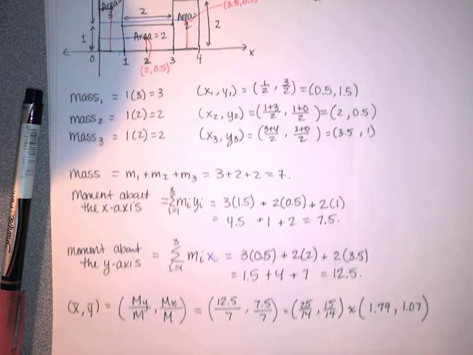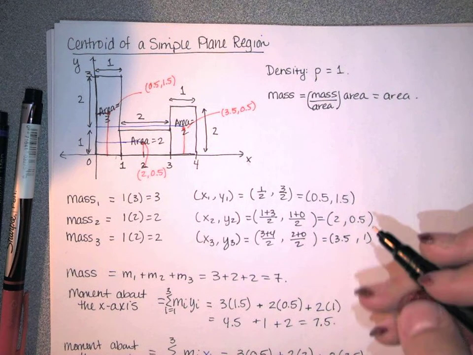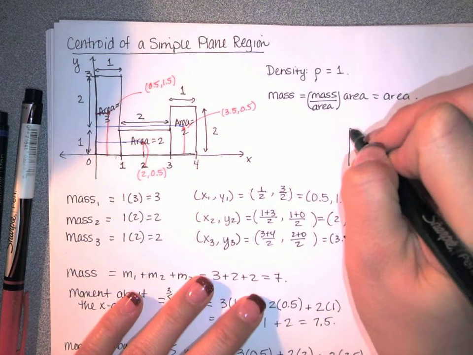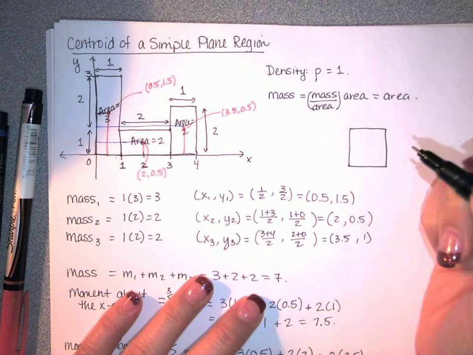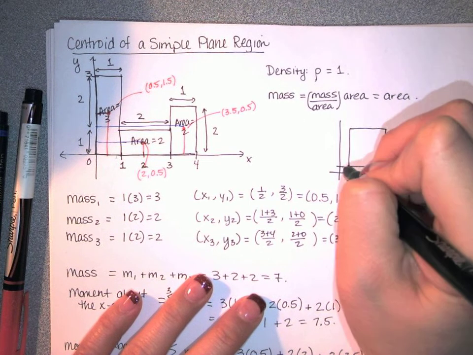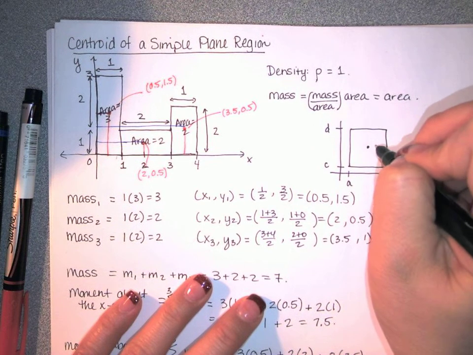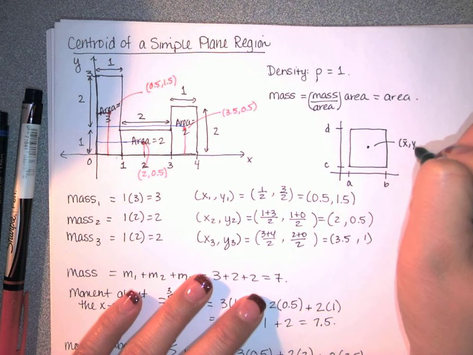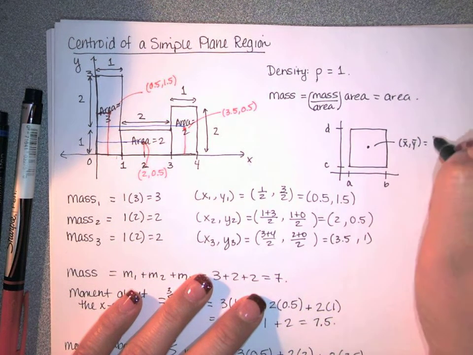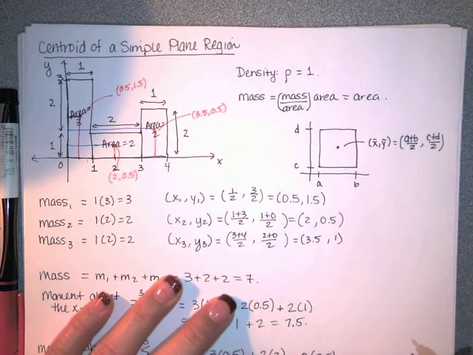Okay, so that is a simple example. You've got a problem that's similar on your homework. If you see a rectangle like this, and this is between x equals a and x equals b and y equals c and y equals d, the center of mass lies exactly where you think it would. You just take the average x value and the average y value. For a rectangle, that works.